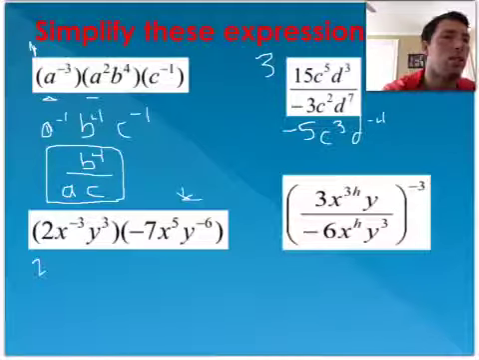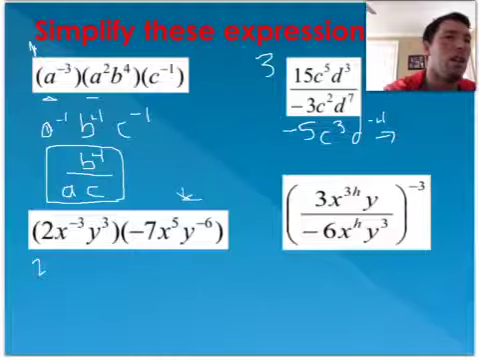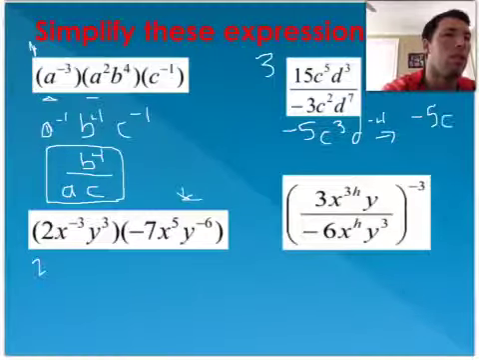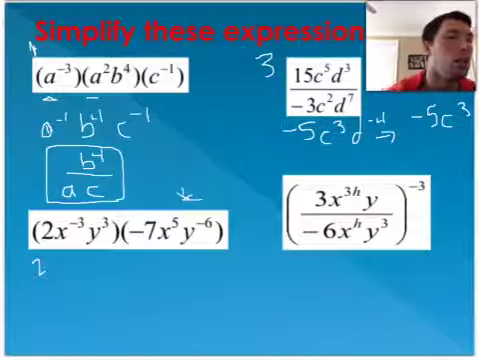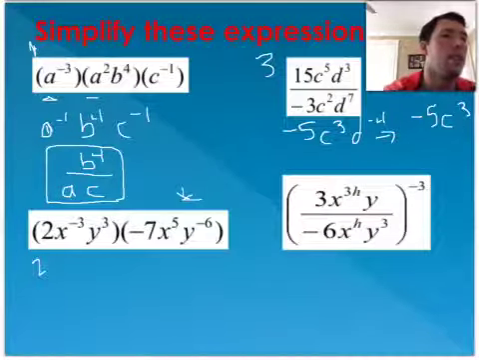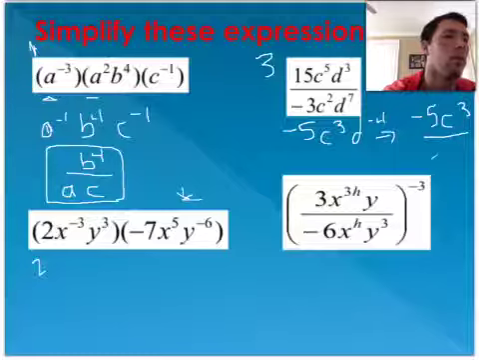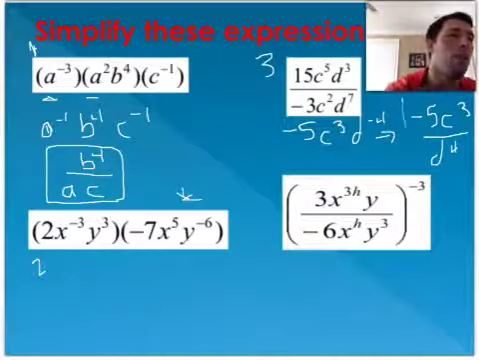Now all of that's going to turn into, I'm going to put over here to the right of that, just a negative 5 on top of a fraction, c to the 3, and what's going to be on the bottom? That's right, d to the fourth. Alright, and that would be my final answer for that problem.